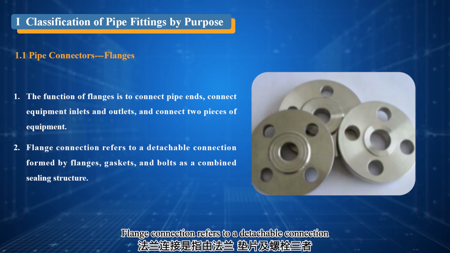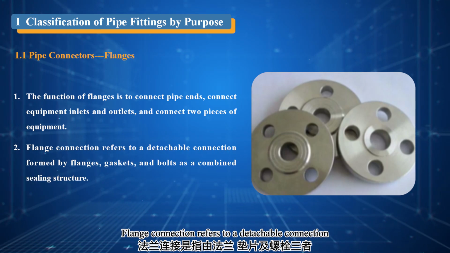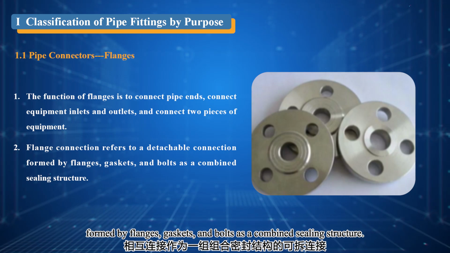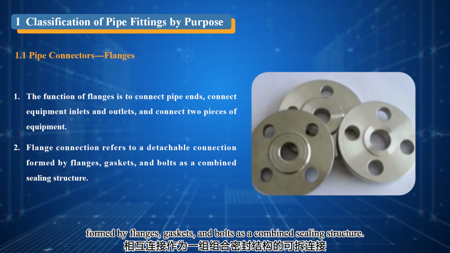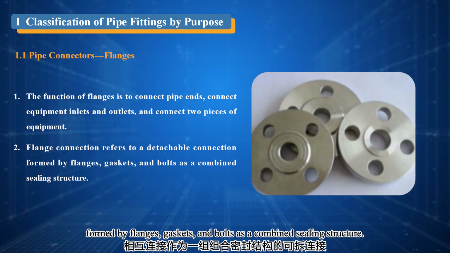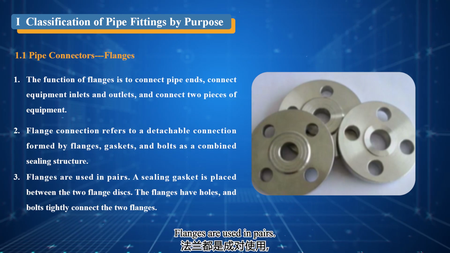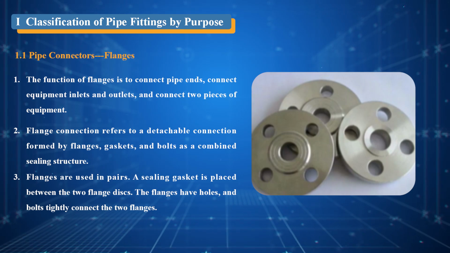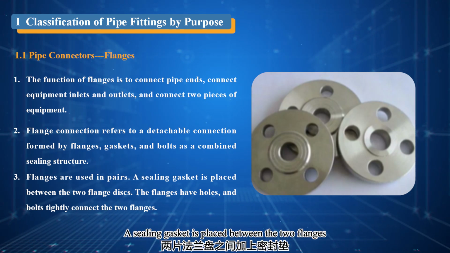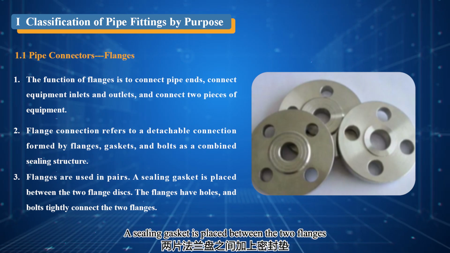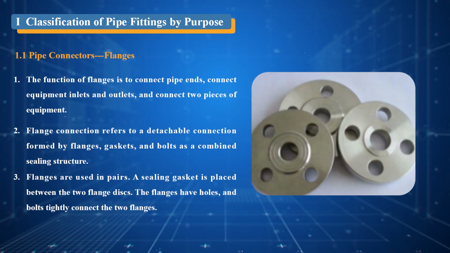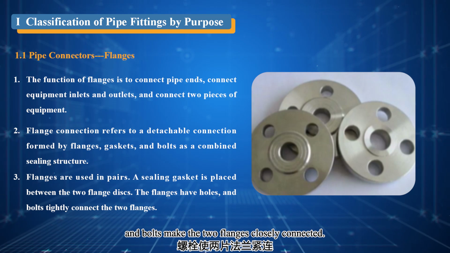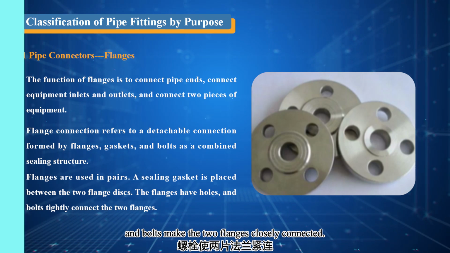Flange connection refers to a detachable connection formed by flanges, gaskets, and bolts as a combined sealing structure. Flanges are used in pairs. A sealing gasket is placed between the two flanges. There are holes on the flanges, and bolts make the two flanges closely connected.